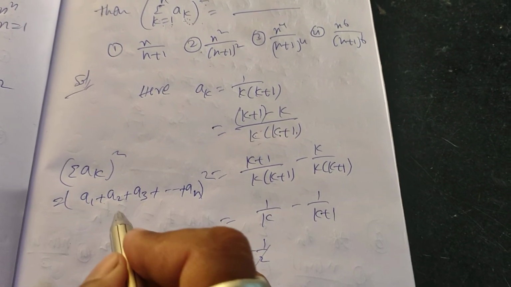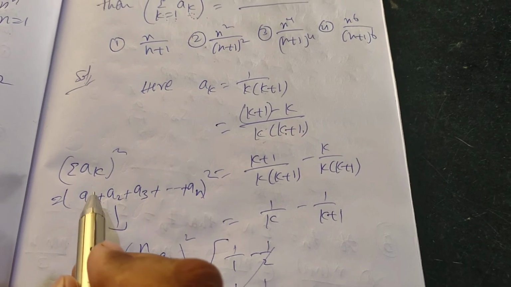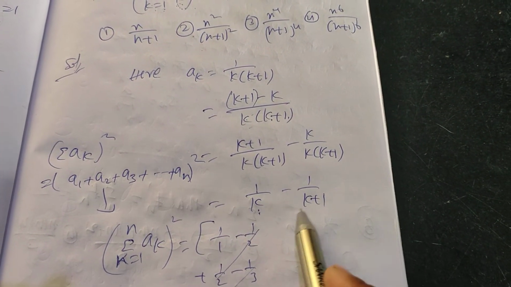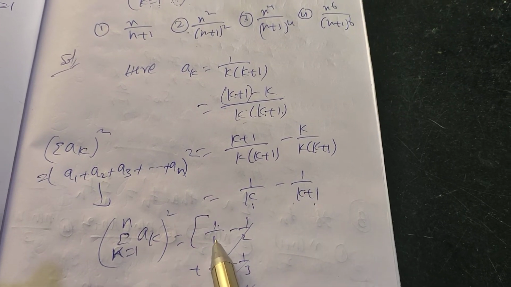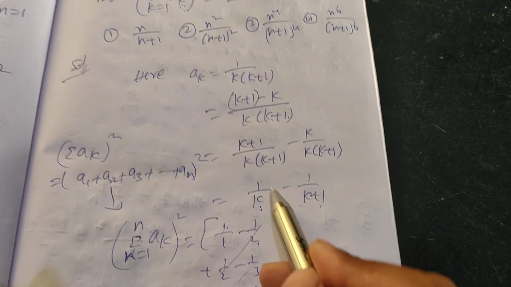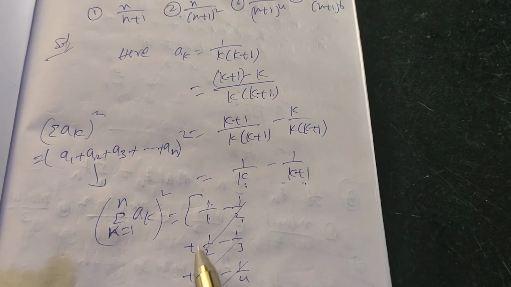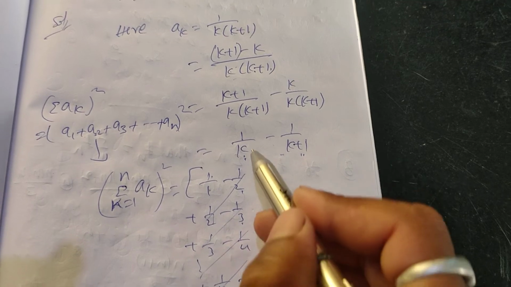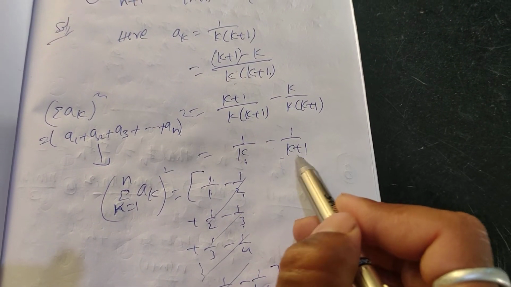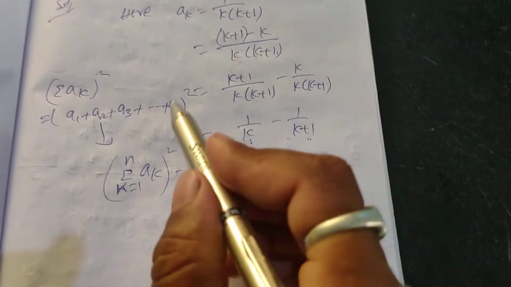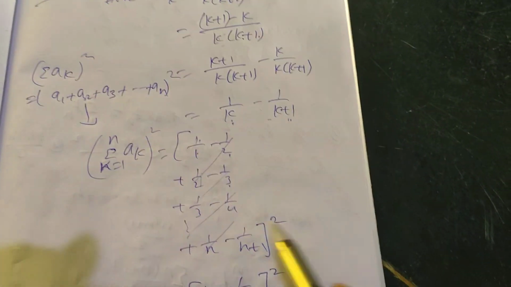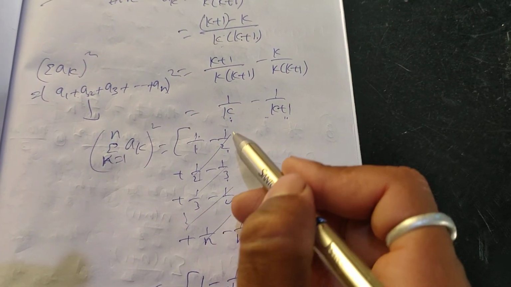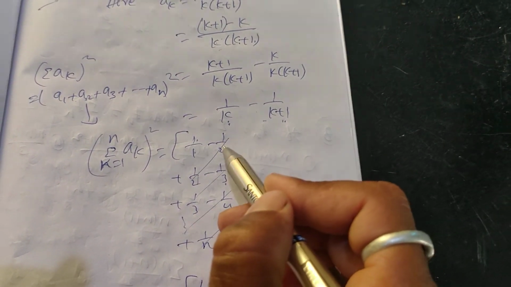He is asking about this one. So this one is nothing but a1, which means substitute 1 here: that is 1 by 1 minus 1 by 1 plus 1, that is 1 by 1 minus 1 by 2. A2 means 1 by 2 minus 1 by 2 plus 1. I am writing it like this for our convenience: plus 1 by 2 minus 1 by 3. Next, A3 means 1 by 3 minus 1 by 4, plus and so on. An means 1 by n minus 1 by n plus 1, whole square, same.